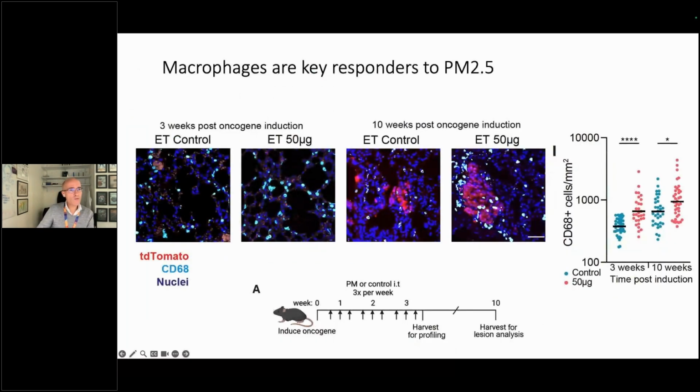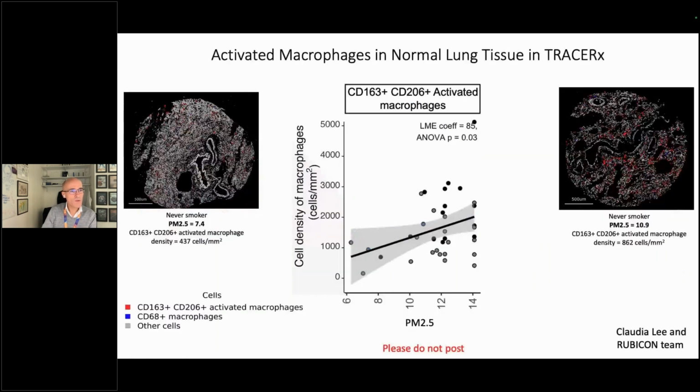We found that the macrophages come into the lungs very abruptly after air pollution exposure. These macrophages are shown in cyan here. These are CD68 positive macrophages that are surrounding the emerging tumors, shown in red. So these light blue macrophages come into the lung following air pollution exposure, and we think trigger the initiation of the cancer.